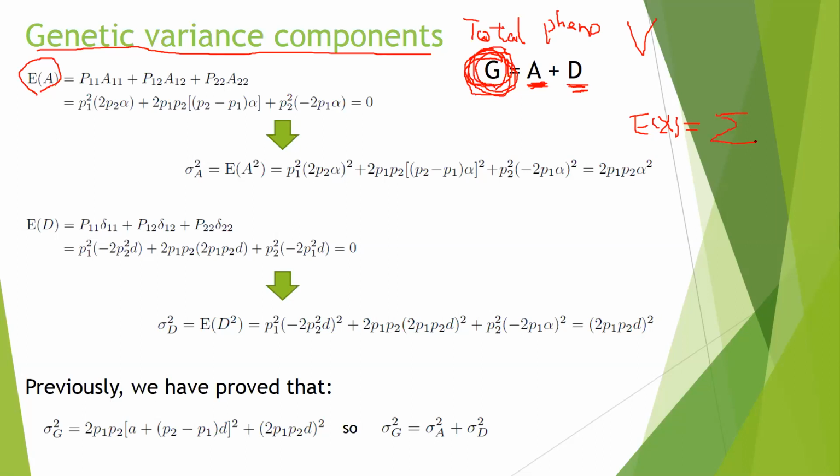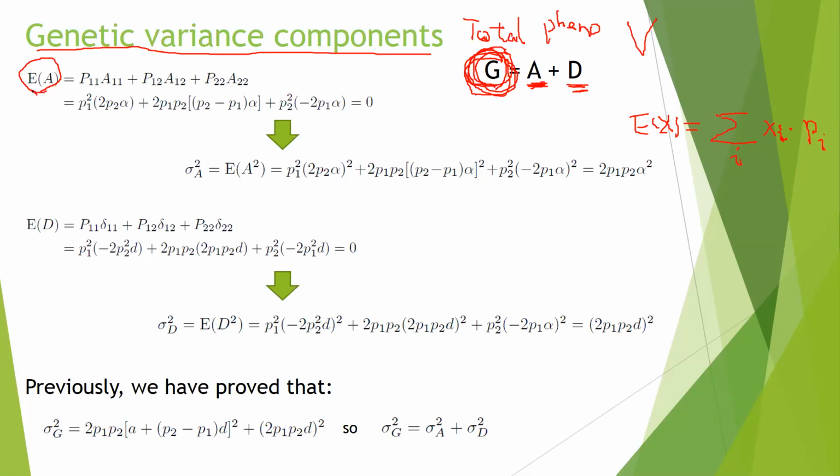So that's the formula, right? The summation over all i of xi, all the values that X can take, multiplied by the probability associated with that value. This is how we calculate the expectation.